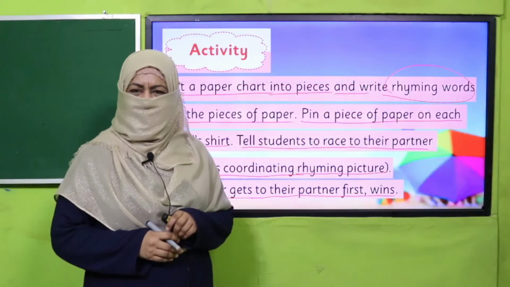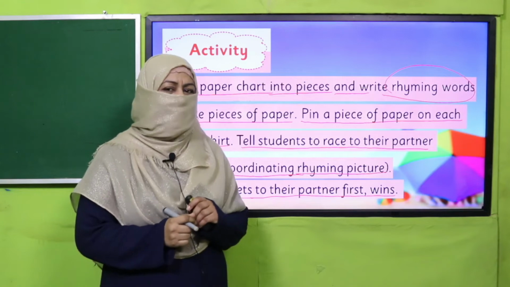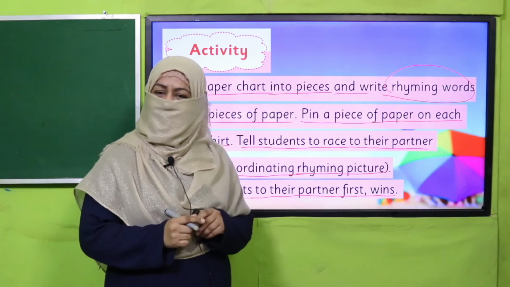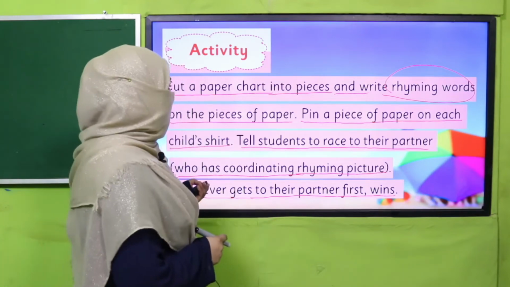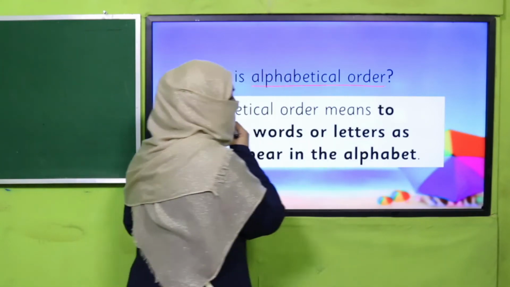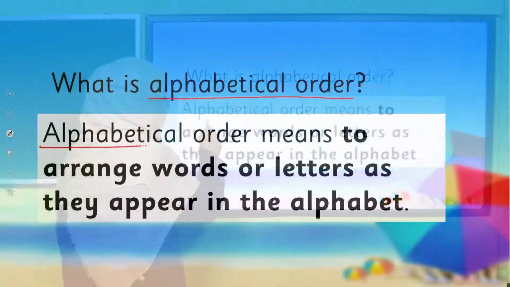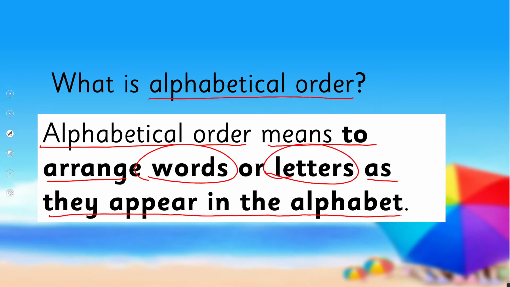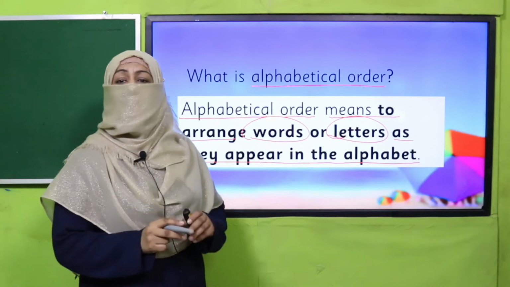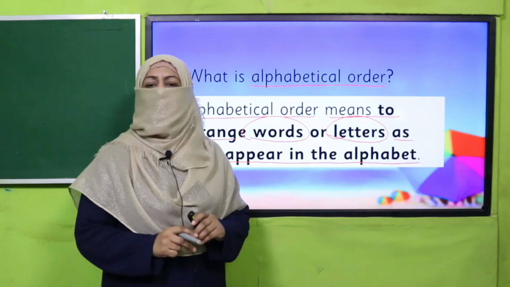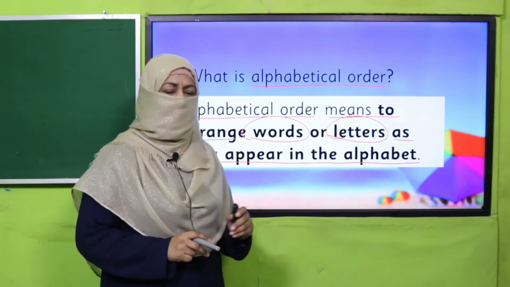Yes, my dear students, are you done with it? Good job. Now you are clear with the concept of rhyming words, and you know that by changing the first letter we can make rhyming words, right? Okay, now the next concept which we are going to learn: I asked you what is alphabetical order. So what is alphabetical order, beta? Alphabetical order means to arrange words or letters as they appear in the alphabet. Means the way they appear in ABC, in the same order. When we arrange words like this, it is called alphabetical order. Are you clear? Okay, let's practice it.